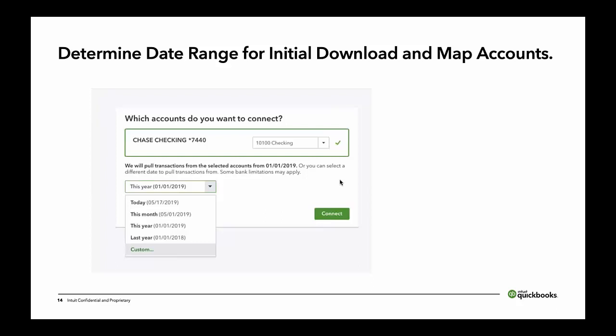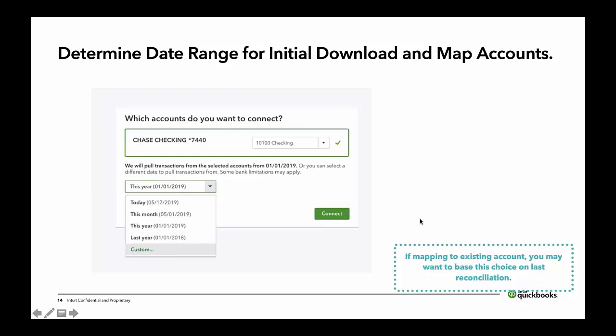Okay, and then the next screen is specific to that particular company file, that particular QBO account. So this is where you are mapping it up to the corresponding chart of accounts account, right? If maybe there's a nickname or something on the bank website, you're going to match it up to where it's going in the chart of accounts. And then how much data you want to pull in for that initial download. I suggest basing this on the last reconciliation that took place.